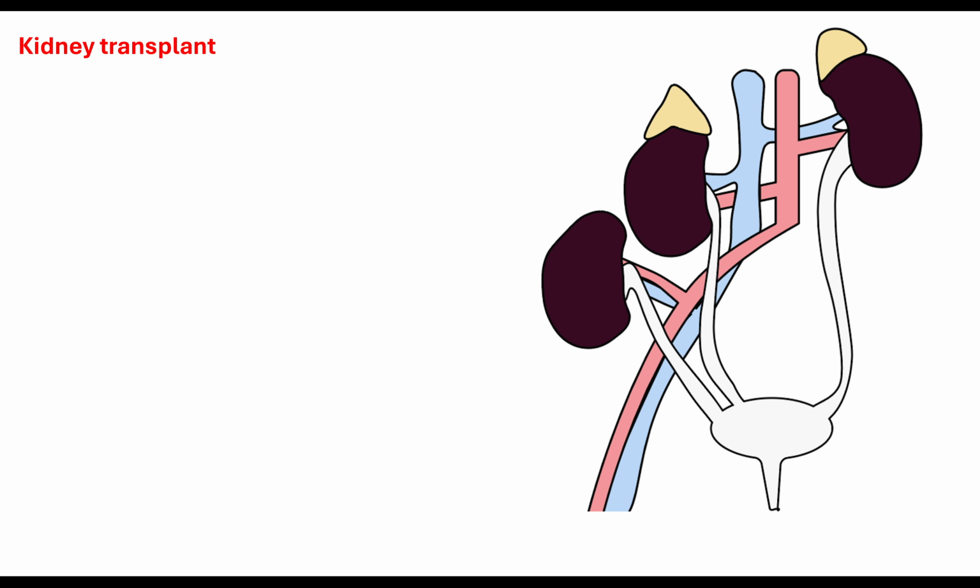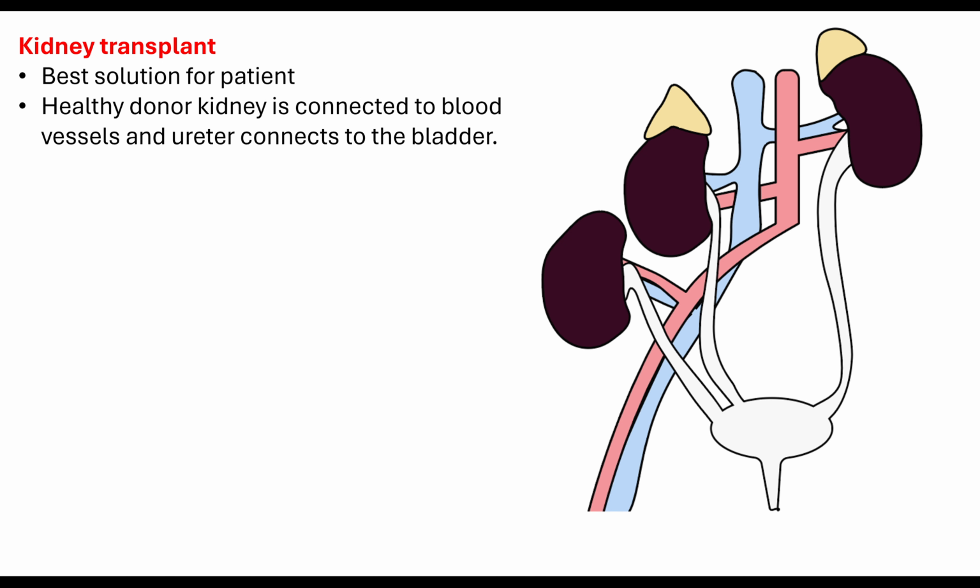Now, if you were to look at other treatments for kidney failure, what could happen is what's known as a kidney transplant. This is the best solution for a patient, because if it is successful, then they can live their lives as they would normally. They don't have to go to hospital 3 times a week. They don't have to sit around for 8 hours whilst the machine does the job of the kidney. What needs to happen is you need a healthy donor kidney to be connected to not only blood vessels, but also connected to the bladder with the ureter.